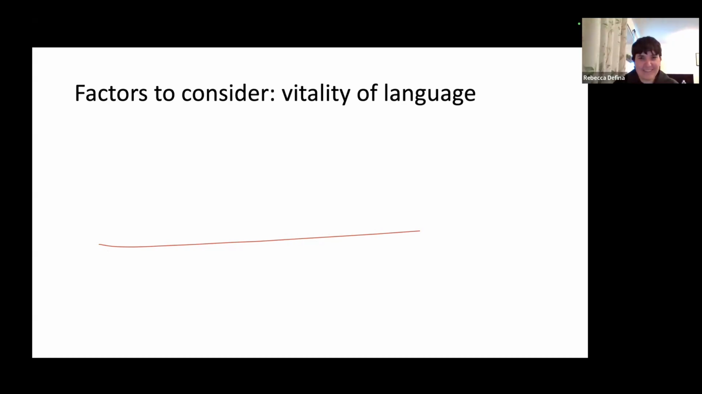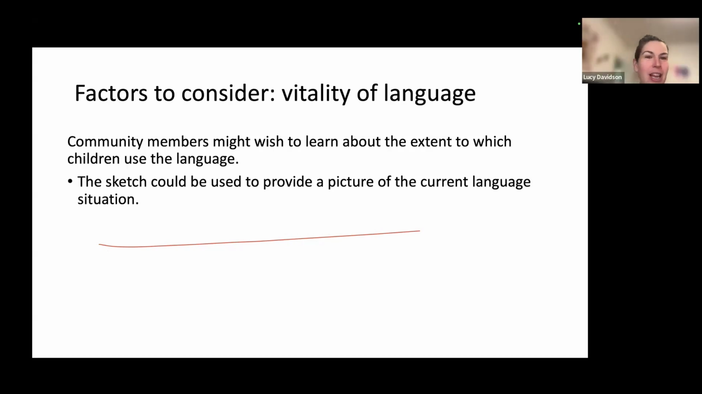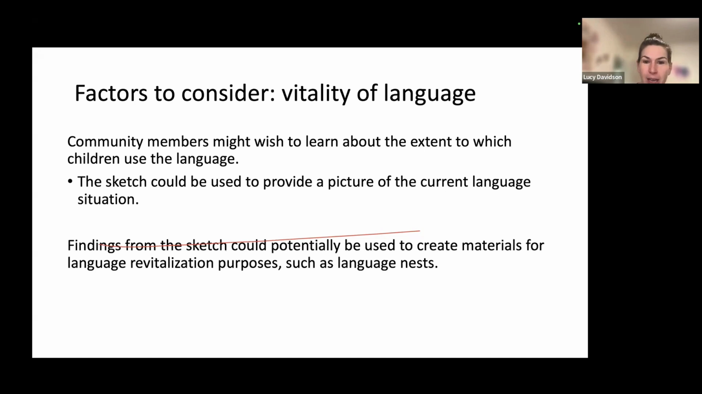Another factor to consider is the vitality of the language. Community members might be unsure of how much children are using the particular language that is the topic of the sketch you're writing. They might want to learn about the extent to which children use this language. And so you could use the sketch to provide a quite neutral picture of the current language situation that could be really valuable to them.